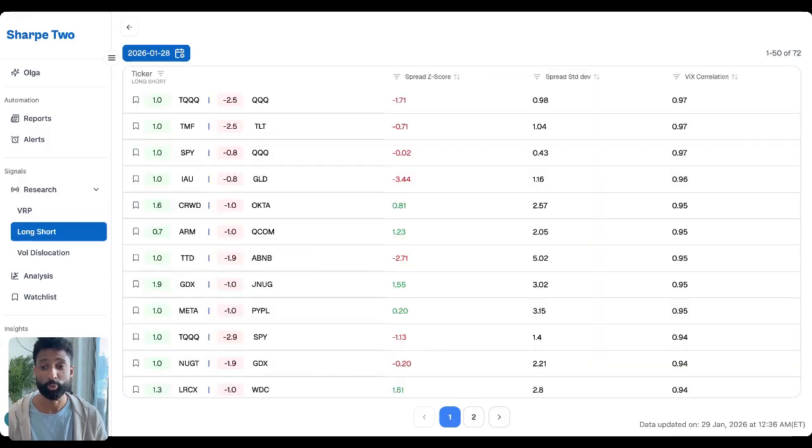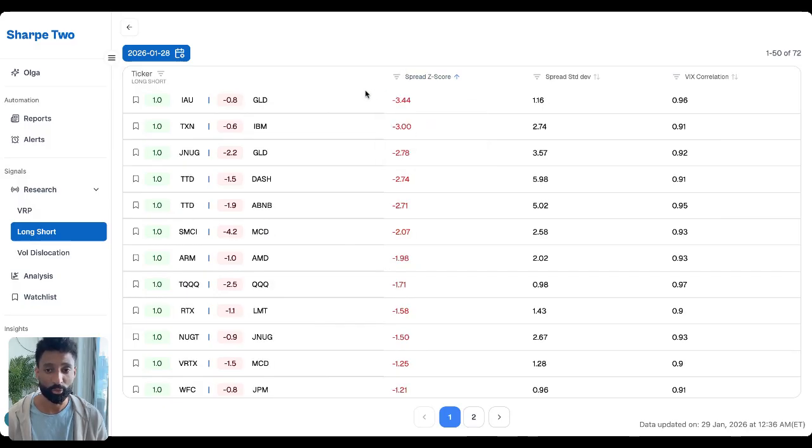We also have a long short section where you can look for opportunities where implied volatility of one ticker against another might be a little bit overstretched and will converge back to one another. So you could filter there by Z-score and identify a situation where, for instance, ARM and AMD are quite far from one another. Again, from an implied volatility perspective, it's not a traditional pairs trade.